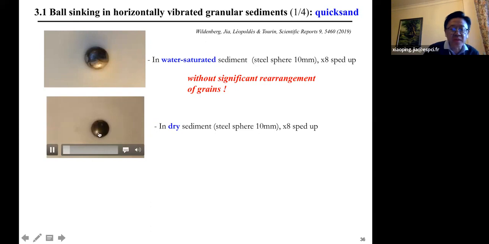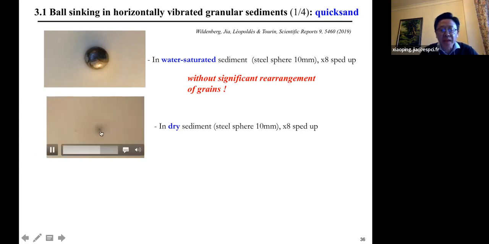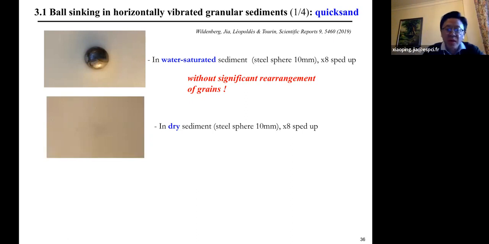You can see this ball falling down as soon as we apply the horizontal vibration. It's not a vertical one, it's a horizontal one. So it takes time to go inside, and we see some agitation of these small glass particles somewhere here, okay?